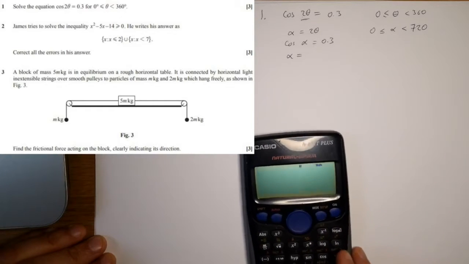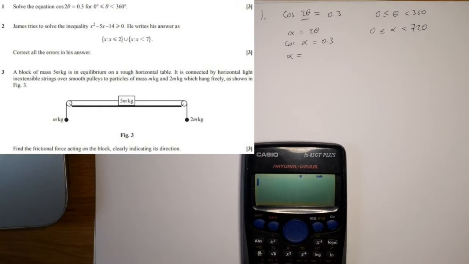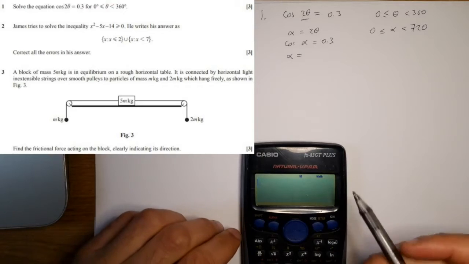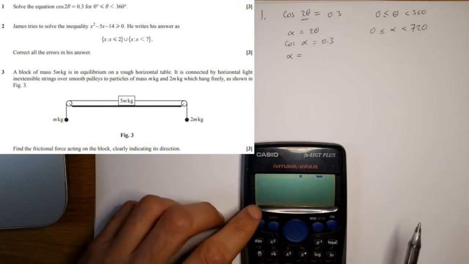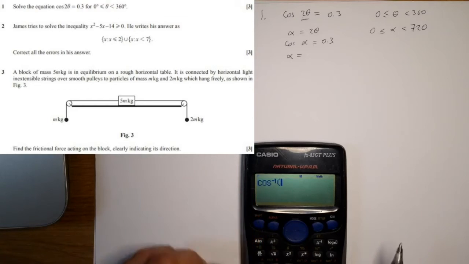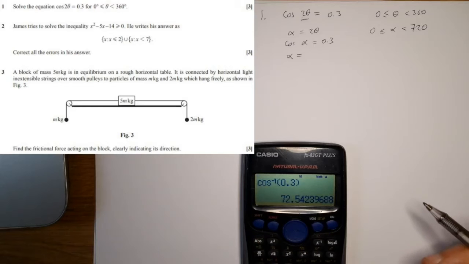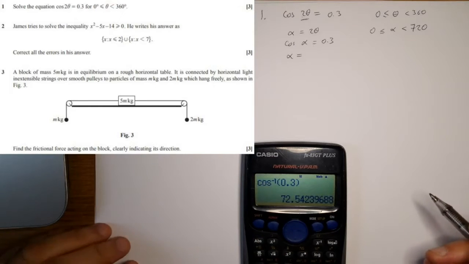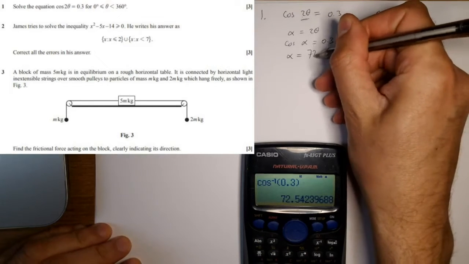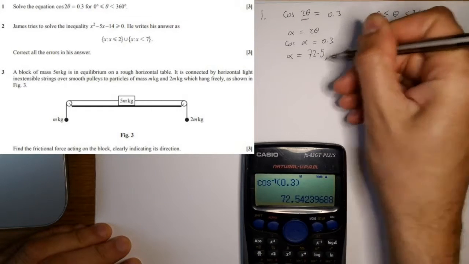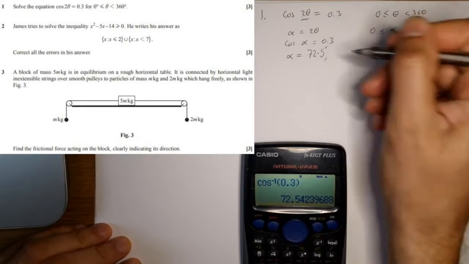Here's my calculator. Let's try and get it out of the glare of the light. So I'm going to make sure I'm in degree mode, which I am, and I'm going to do inverse cos of 0.3. That gives me my first alpha value of 72.54. Okay, I'm going to write it down to 1 decimal place.